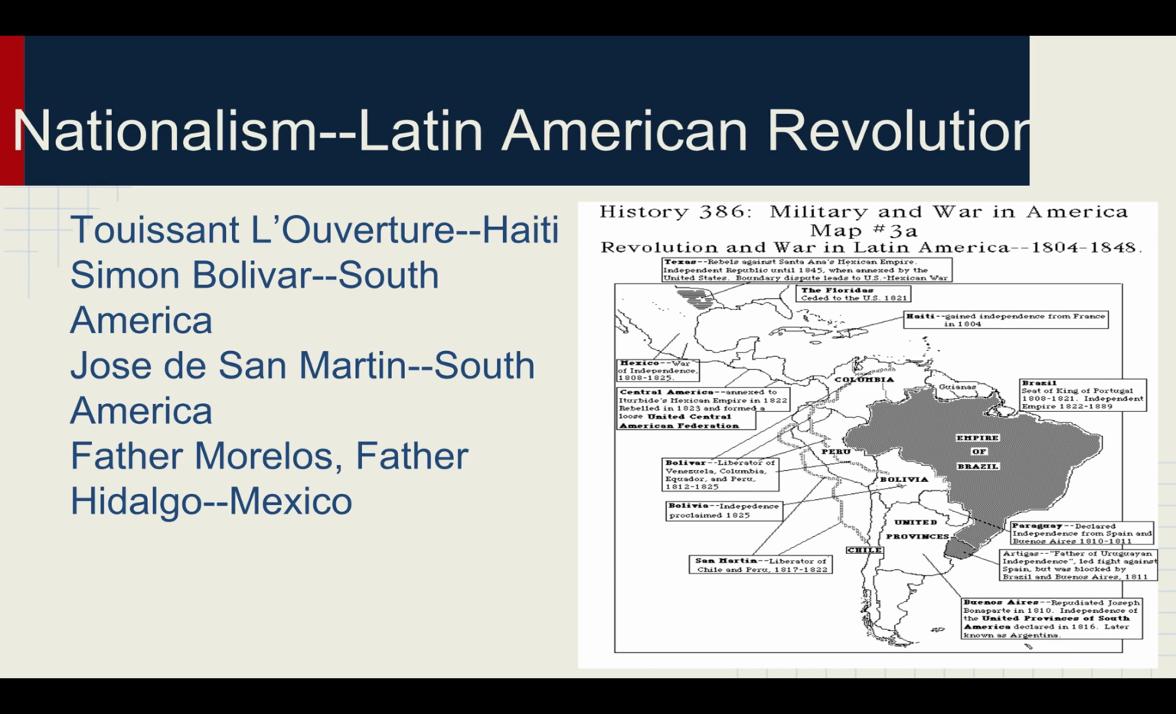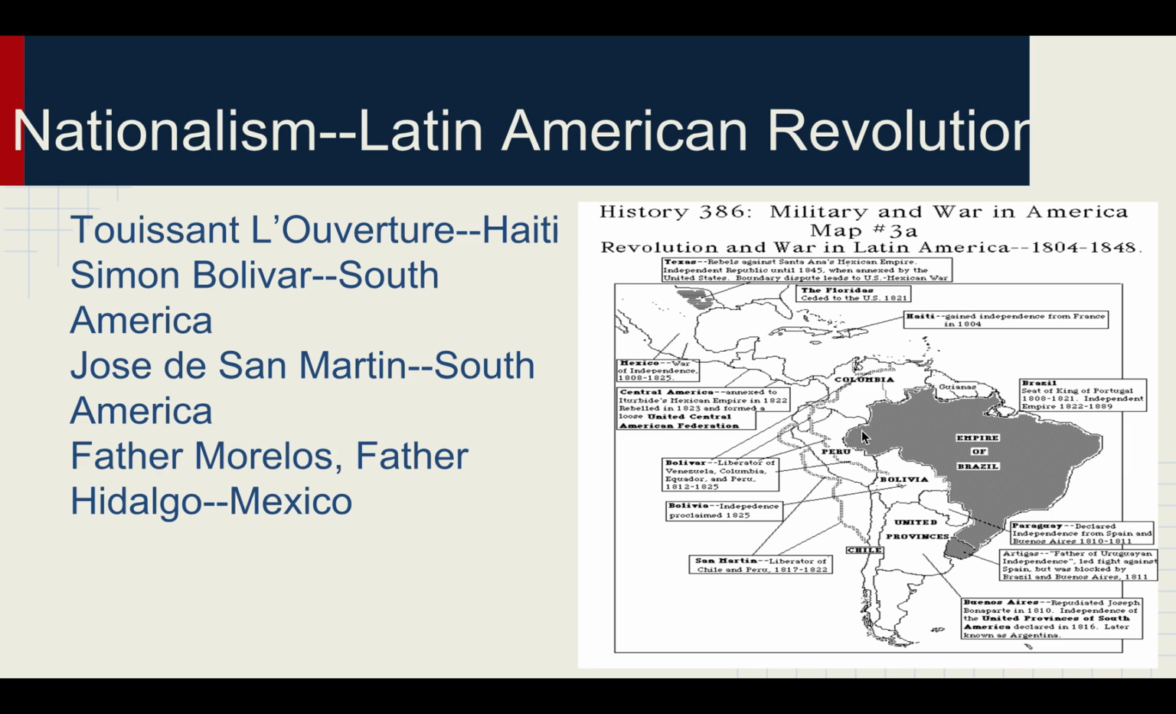Nationalism is growing also in Latin America, and that's part of the Latin American Revolution. Toussaint Louverture was a former slave in Haiti, and Haiti is right here, a small island in the Caribbean Sea. Toussaint Louverture is successful to a degree in trying to get the Haitian people freedom. Probably one of the first slave revolts that we can see as successful. He dies before he sees a free Haiti, but he does start it. He says he plants the tree of Black Liberty.